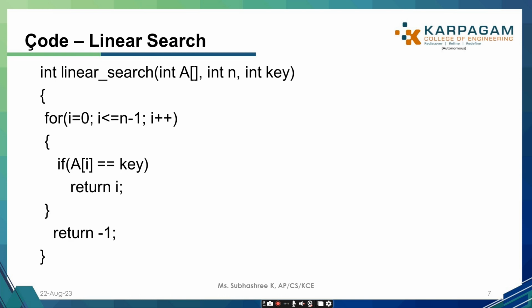So here is a C programming code example. Given an array of n elements, the first parameter is an array of type integer. The second parameter is the number of elements in the array. The third parameter is the target value, that is the key to be searched for. As I said before, the index starts with 0 and ends with n-1, because the array starts with index 0 and ends with n-1 for n number of values.